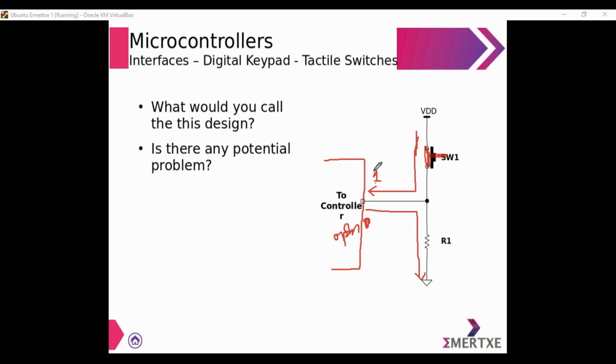Now look at this and tell me, is there any problem in the circuit? Any potential issue in the circuit? No potential issues? Okay, think about when I have kept the switch pressed. Don't you think more than the required current is going to flow to the microcontroller? Don't you think more than the required current might flow into the microcontroller? Yes. Now how to avoid this?